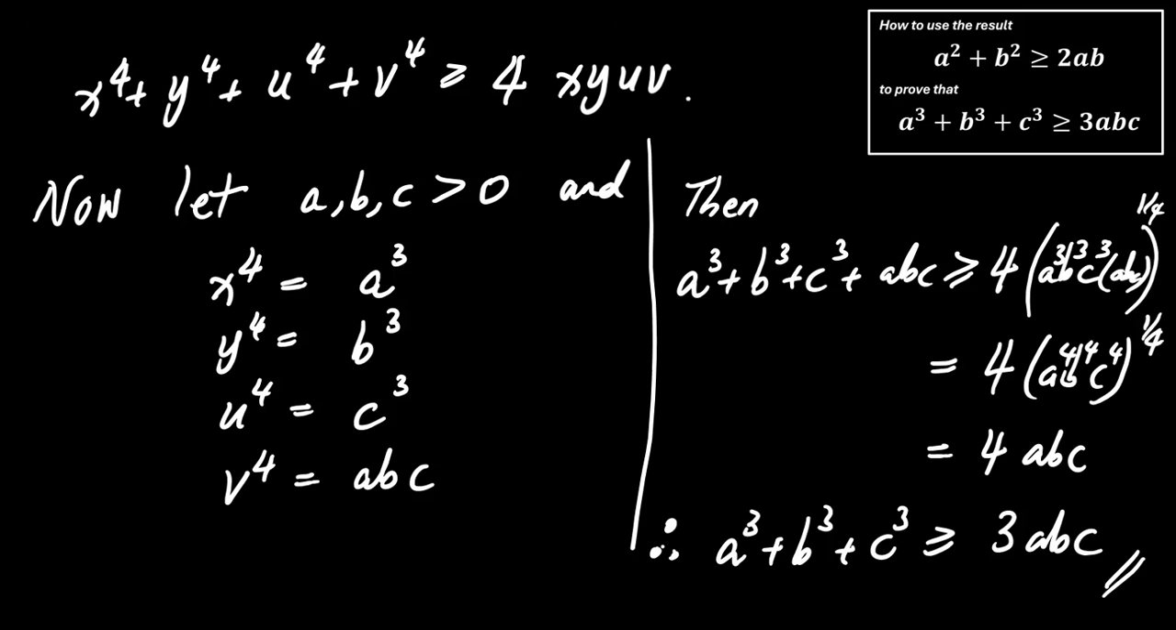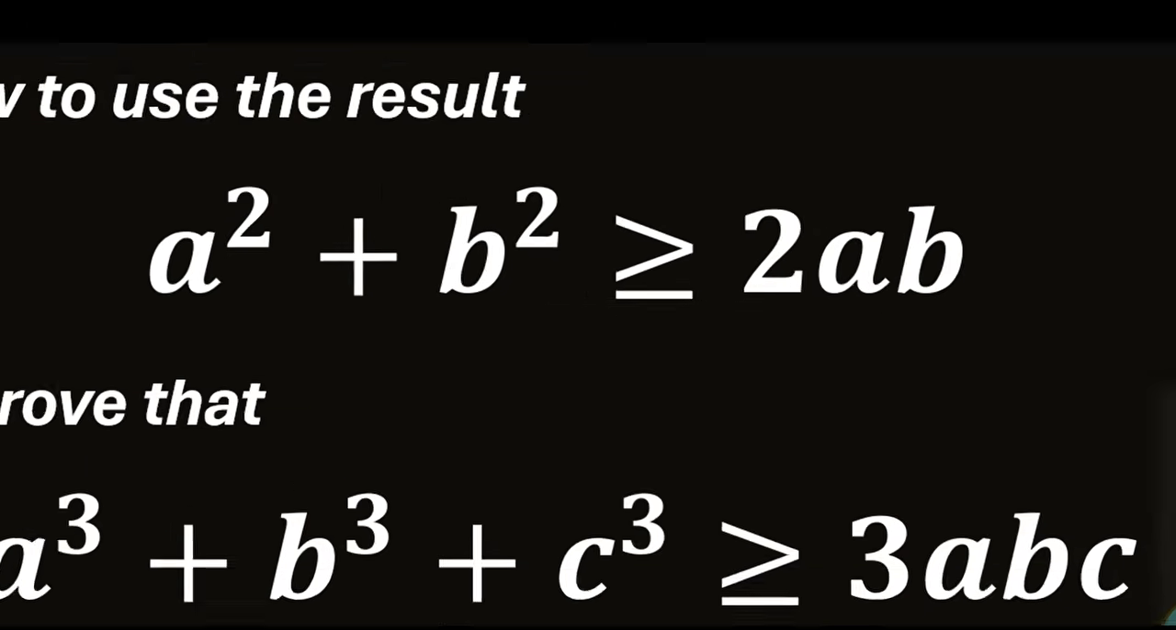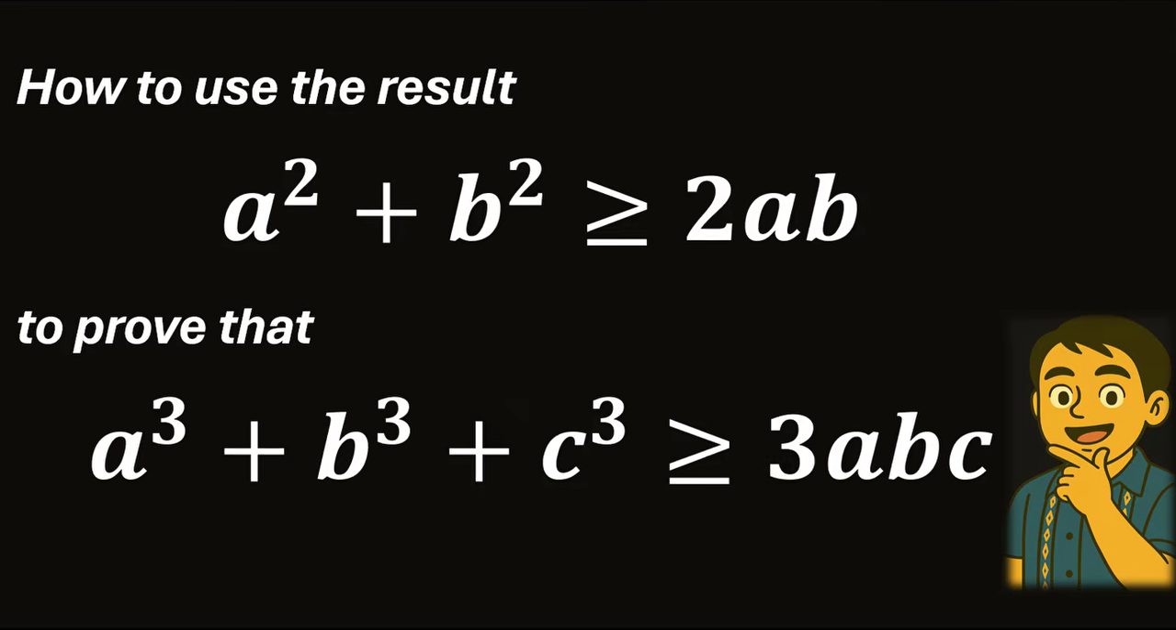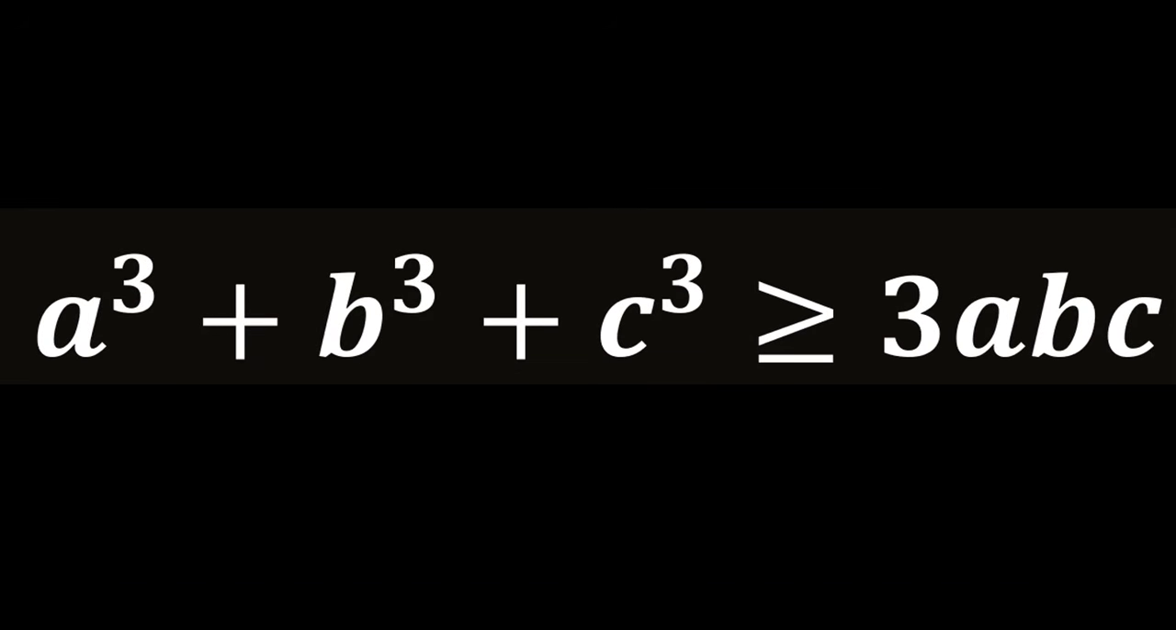So, starting from a simple inequality and using a few substitutions, we have successfully proved that a cubed plus b cubed plus c cubed is greater than or equal to 3abc.